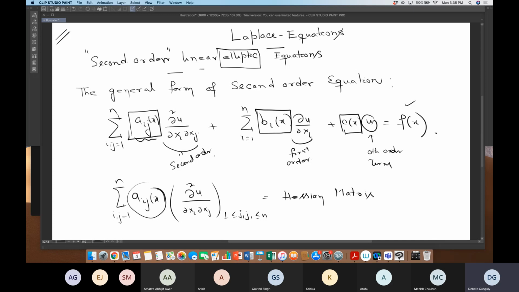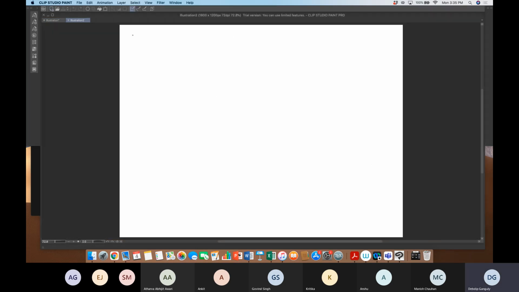Until now I have not defined what we mean by an elliptic equation. So let us make some assumptions on the a_ij matrix. It is the matrix which is the coefficient of the highest order derivative, that is ∂²u/∂x_i∂x_j, the second order derivative. Now I prescribe the conditions on the a_ij matrix. The a_ij matrix is symmetric. What is the meaning of symmetric? You know. Now we will define what we mean by an elliptic equation.